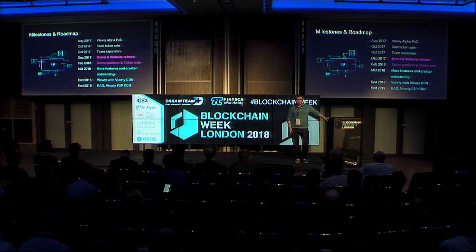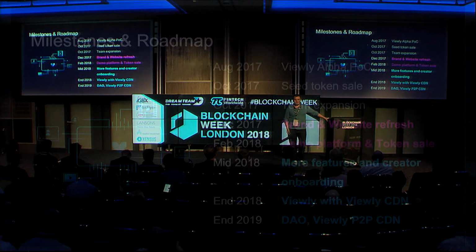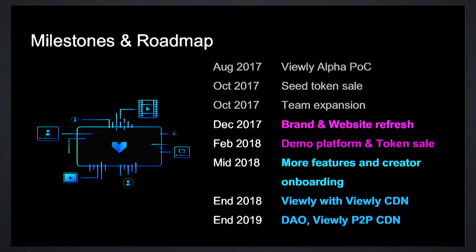So where we're going is we're having this thing called a token sale. I don't know if you know what this is. I think a lot of you guys are in a similar position. Next month we're launching the next version of our demo platform. We're also holding a token sale, and then in the following half of the year we'll be focusing really hard on how to onboard really popular content creators and viewers, and then after that we're building a Viewly CDN, a content delivery network, and our final goal is to transition to an organizational type called DAO, Distributed Autonomous Organization.